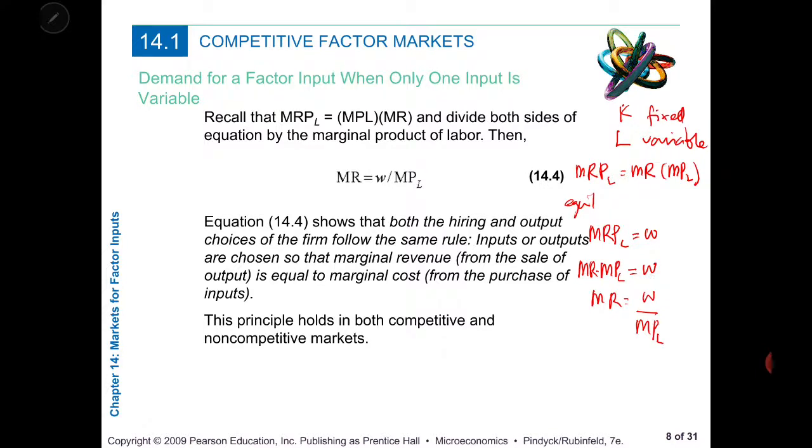So W over MPL is the additional cost for each unit of output brought by the labor, and MR is the marginal revenue over the output. Okay, so this is how you get this formula.